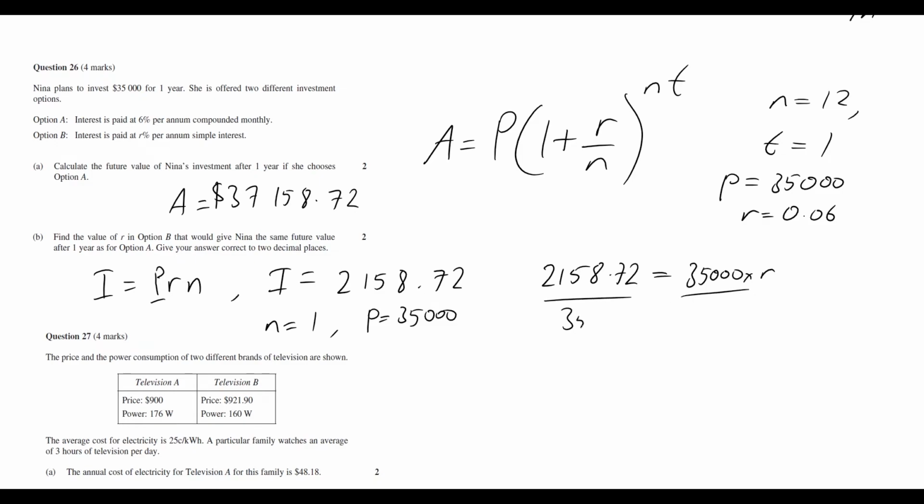So now dividing both sides by 35,000, we find that r, the interest rate, is going to be given by $2,158.72 divided through by $35,000. And what that gives us now is that r is going to be equal to 6.17. Just remembering that we needed to give it to 2 decimal places. And that's our answer to question 26.